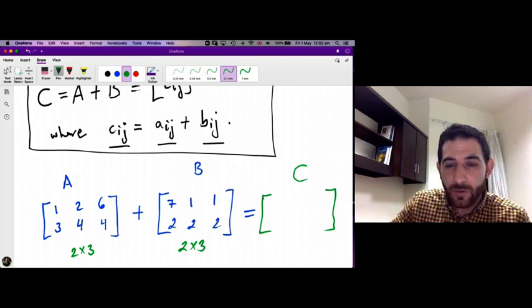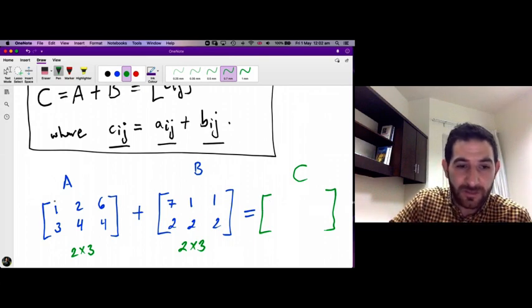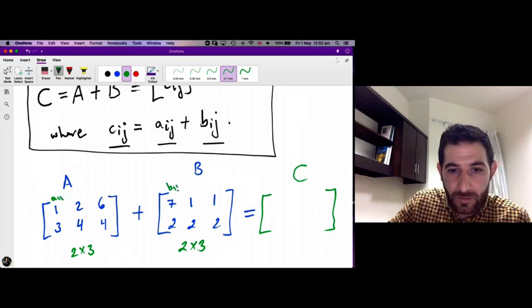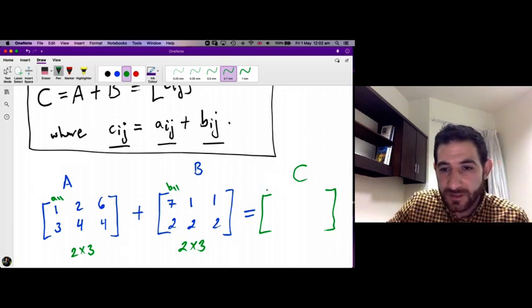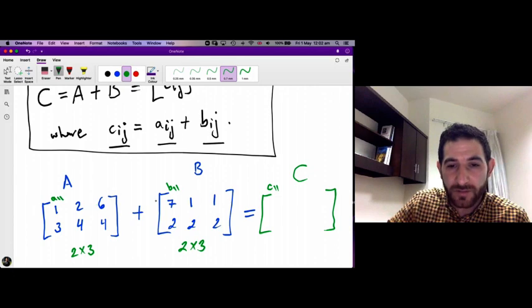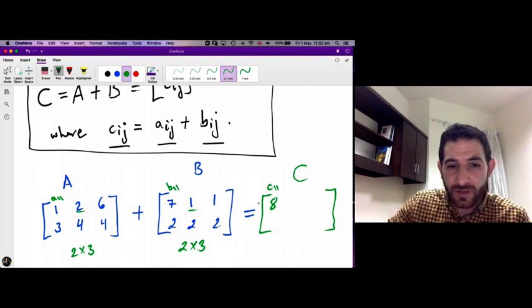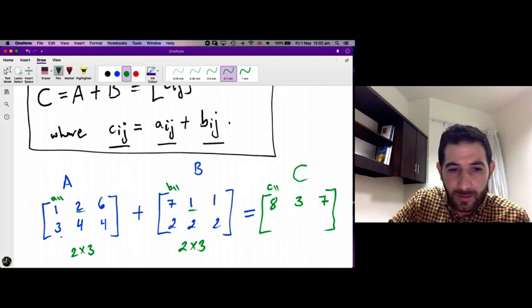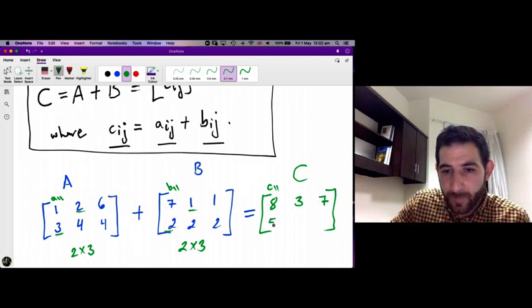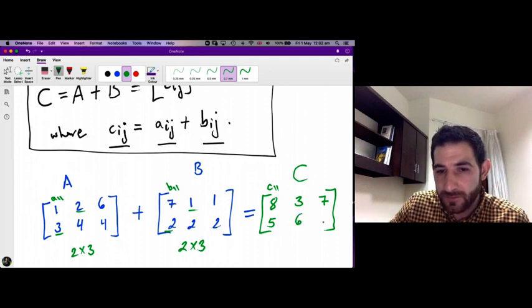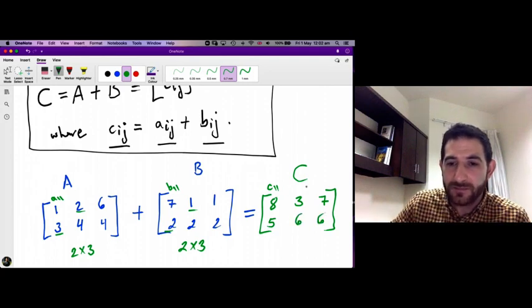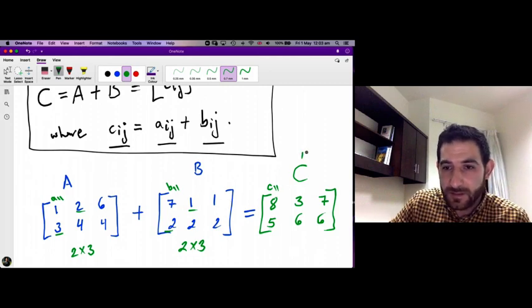To obtain C, all we want to do is add the corresponding entries. What is this entry? This is A11, and this entry is B11. 1 plus 7 is 8, so C11 is equal to A11 plus B11, which is 8. And so on. Now we add this entry plus its corresponding entry: 2 plus 1 is 3, then 3 plus 1 is 4, 4 plus 2 is 6, 6 plus 2 is 8, and 4 plus 2 is 6. So this is the matrix C, where C is the sum of the two matrices A plus B.